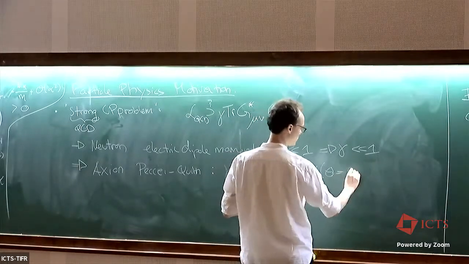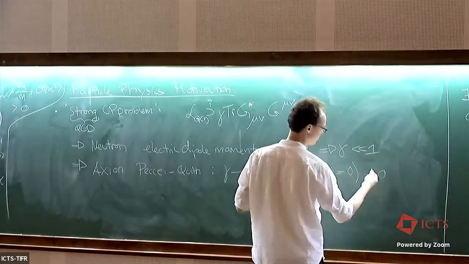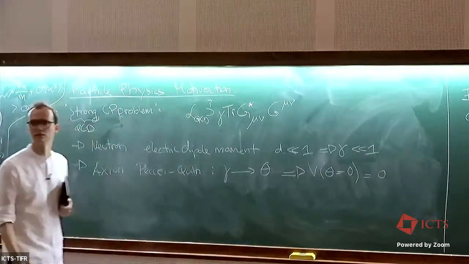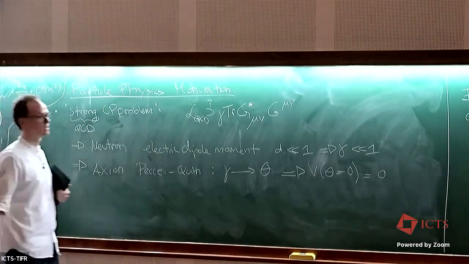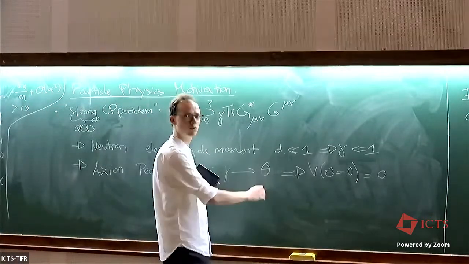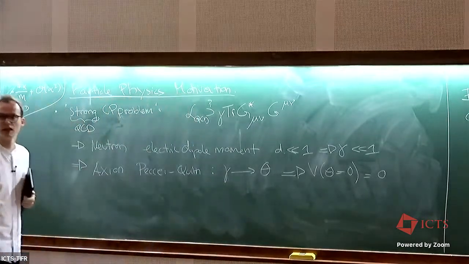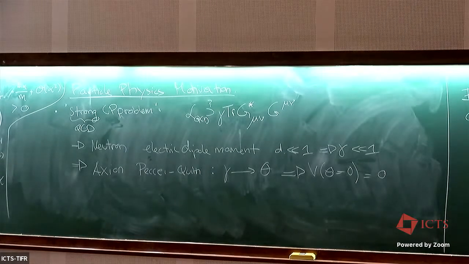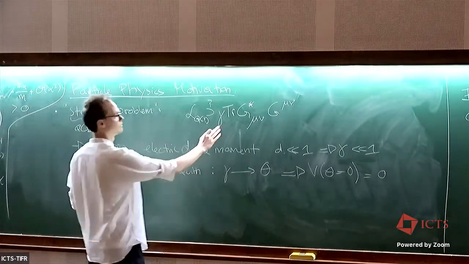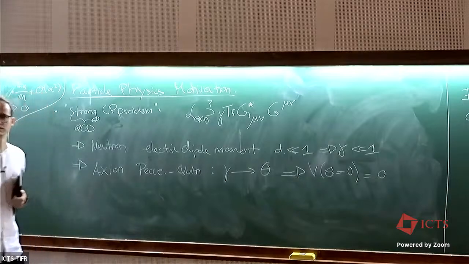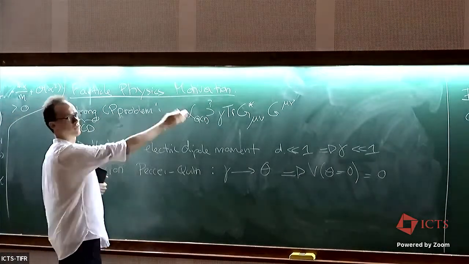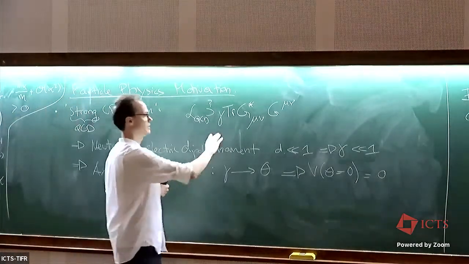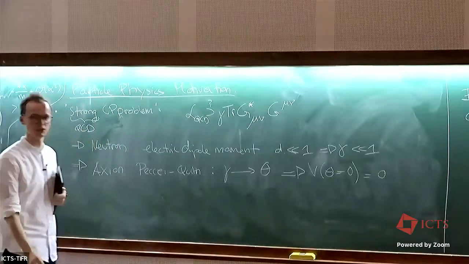when theta equals 0, the potential is 0 or minimal. Okay? And so that just tells you that dynamically, this new scalar field wants to go to the minimum of the potential, and the minimum of the potential corresponds to gamma effectively being 0. Okay? So this is a dynamical way of solving the strong CP problem, which is this fine-tuning problem that this term shouldn't be present in the QCD Lagrangian.